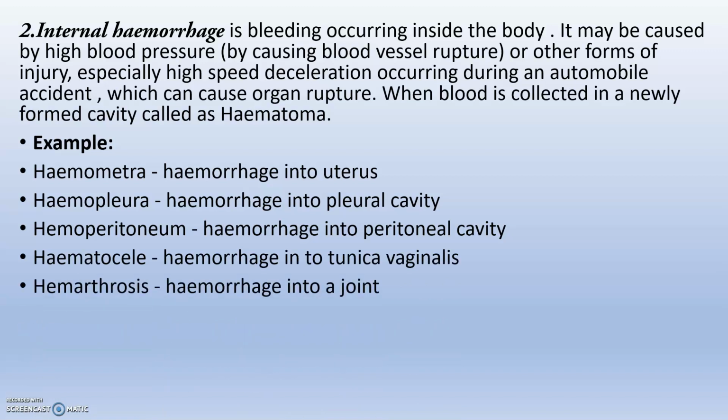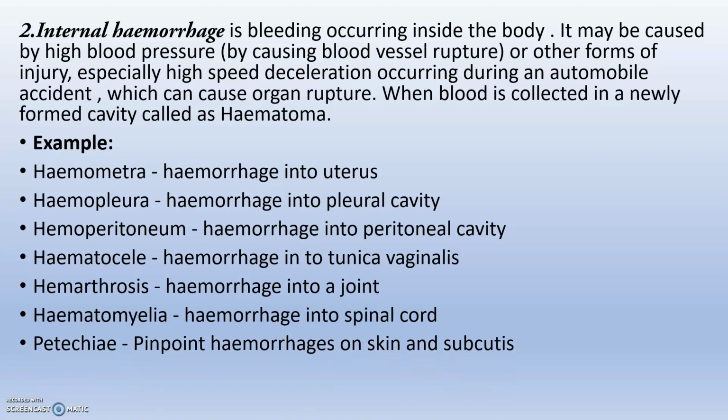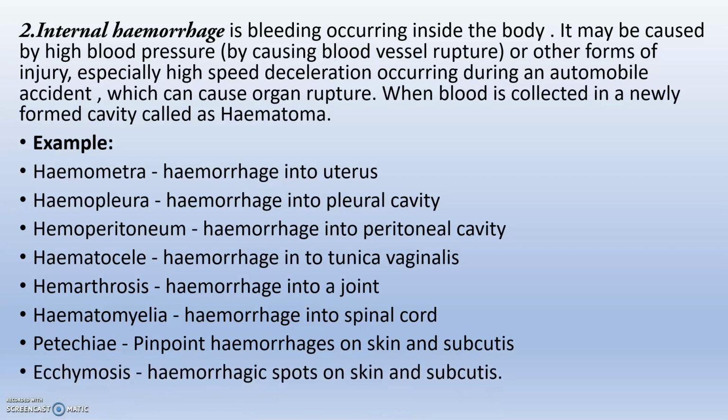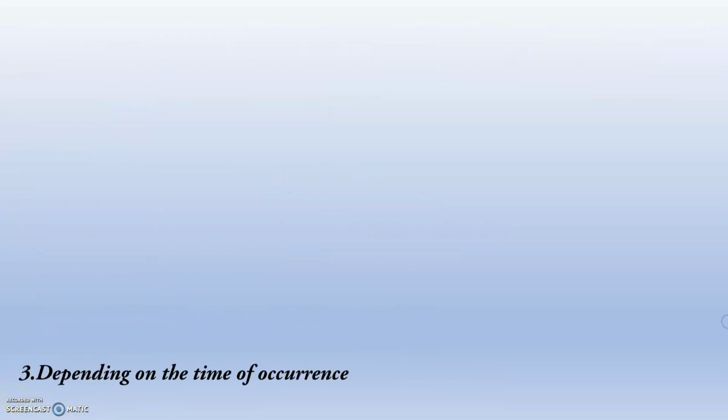Next is hemarthrosis, that is hemorrhage into a joint. Next is hematomyelia, that is hemorrhage into the spinal cord. Next is petechia, that is pinpoint hemorrhages on skin and subcutis. Next is ecchymosis, that is hemorrhage spots on skin and subcutis.